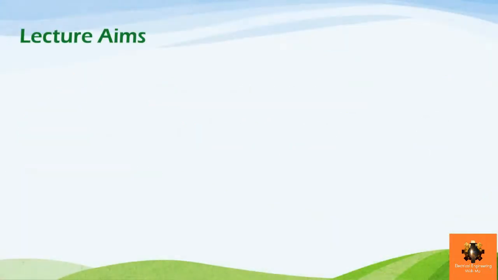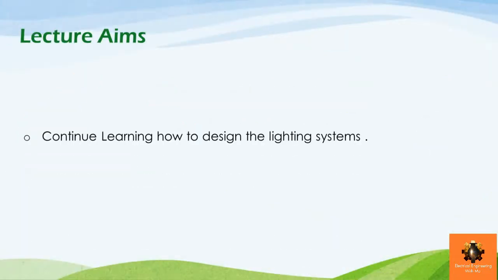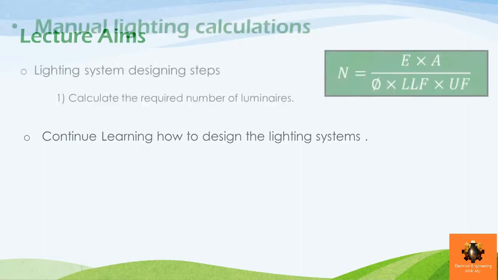The aim of this tutorial is to continue learning how to design any lighting system, so we need to continue learning about the different steps of designing the lighting system, as we will continue constructing lighting systems using manual calculations. So let's go ahead.